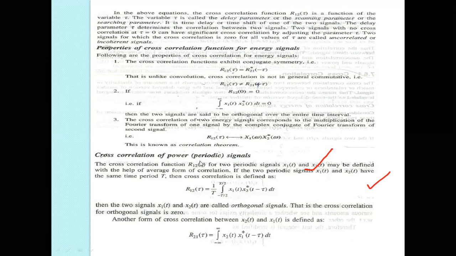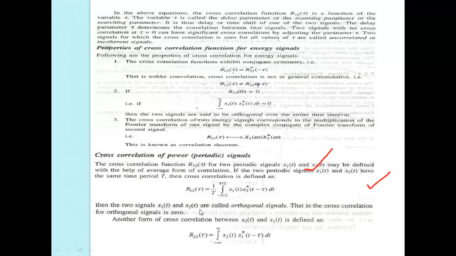Okay. Now the periodic signals. For the periodic signals, R12 of tau becomes 1 by T times the integral over T. The equation is the same: x1 of t, x2 star of t minus tau dt, or R21 is x2 of t, x1 star of t minus tau dt.